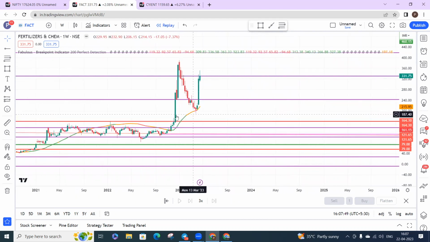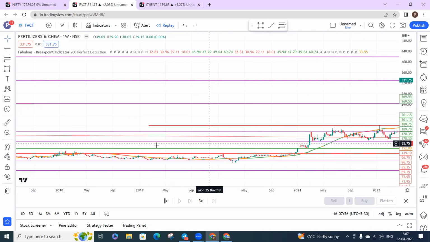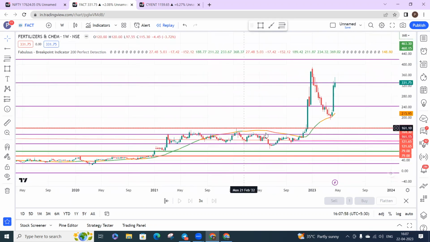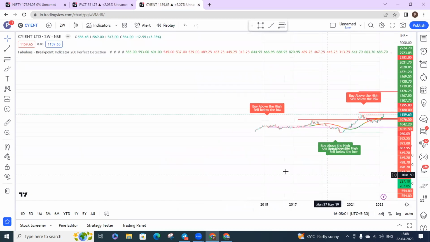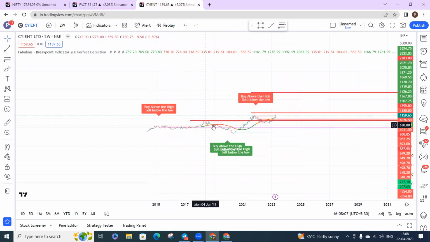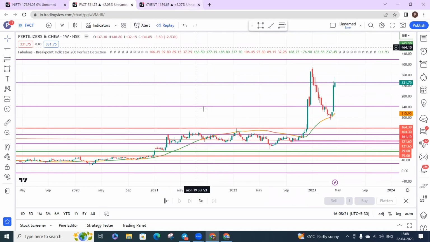Same setup is in Cient. Cient is also on the same kind of pattern. See here, this is on the slower side, and then there is a rise here and then a fall, and then it came up like this. Cient, you see Cient. It's on the same kind of falling phase and consolidation phase. It went up, created one, and when it rises here, we'll get at least 1100 points, something like that. So you can look into that.